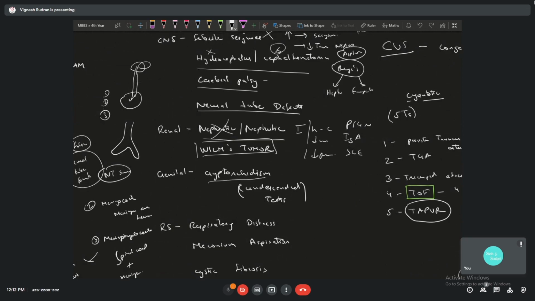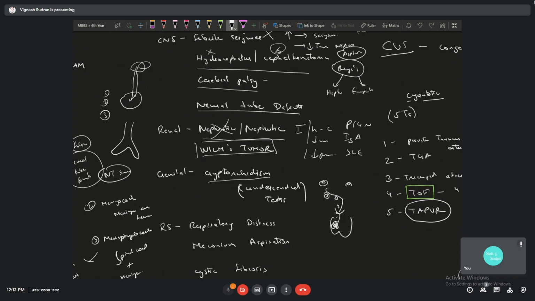And then cryptorchidism, we have seen this in surgery. So undescended testis. So your testis develops over here. It moves via the inguinal canal and reaches the scrotum over here. So it can be stuck over here.